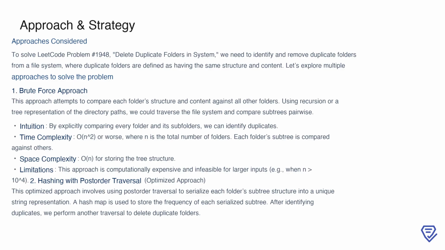For example, if the system contains tens of thousands of folders, the comparisons quickly become computationally prohibitive. Additionally, the space requirement to store the tree structure only adds to the inefficiencies. Recognizing these limitations, we need a more scalable strategy. This leads us to consider an optimized approach based on hashing and post-order traversal.